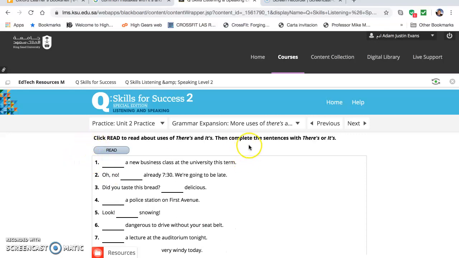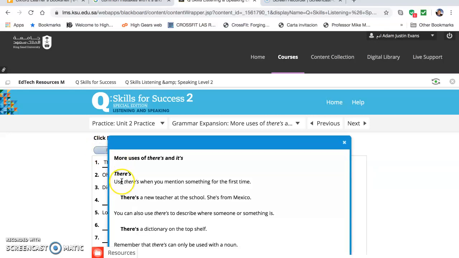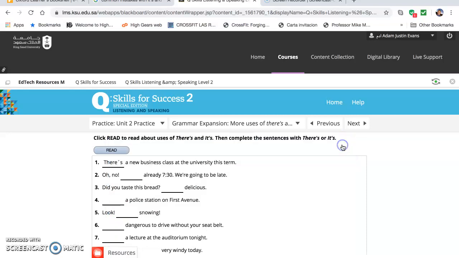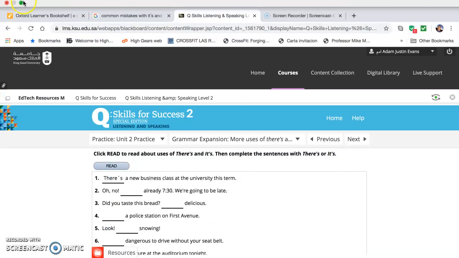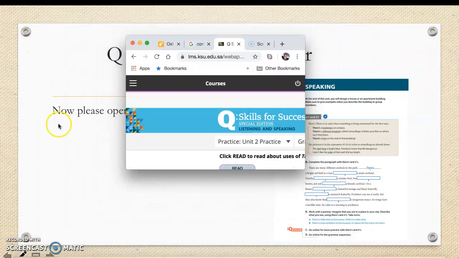What I'd like you to do is complete the sentences with theirs or its. So, a new business class at the university this term. Is it their or its? If you think it's theirs, write it. If you're not sure, you can read the use of theirs and its by clicking this box. Okay, let's go back to the screen.